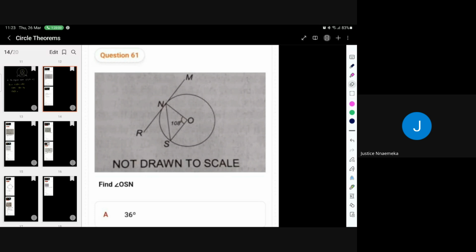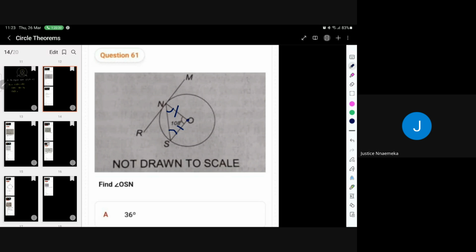Since all the angles at a point in total are 180, we do 180 minus 108, then divide the answer by 2. That makes sense, because what we are looking for here is this angle and this angle. Remember that this side will be equal to this side, because they are radii coming from the same center.